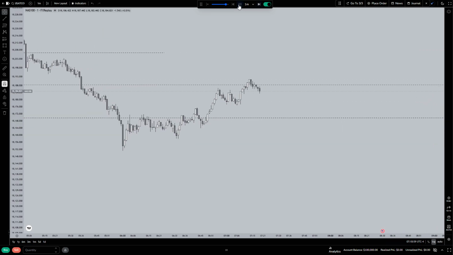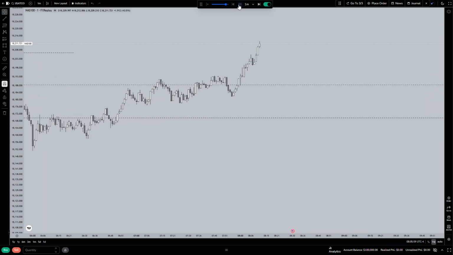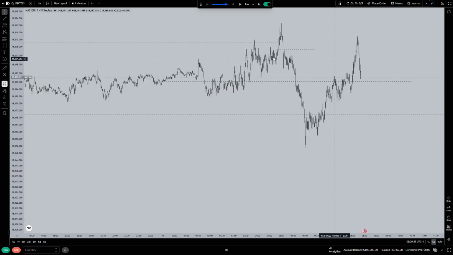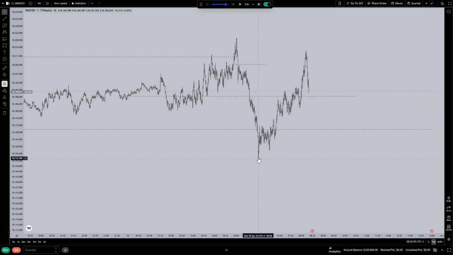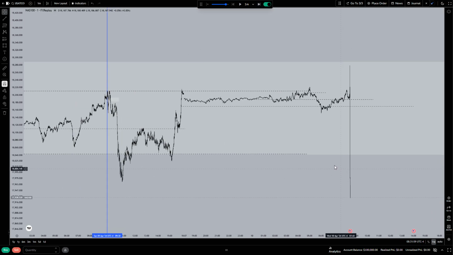A lot of times your bias might be right, but time isn't right. So we have news coming at 8:30. Again, this is what the range looks like. You can see we've been moving up steadily. News. Holy news.